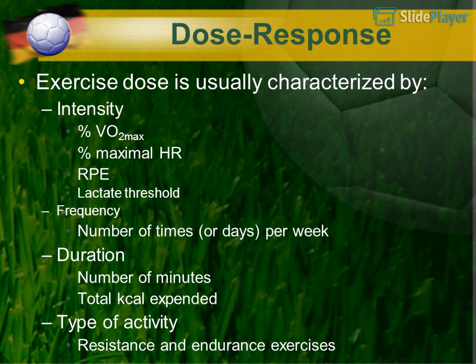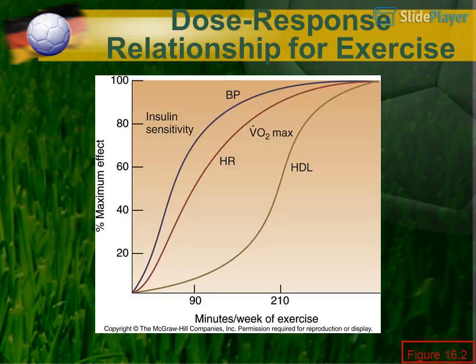Dose-response. Exercise dose is usually characterized by intensity: percent VO2 max, percent maximal HR, RPE, and lactate threshold. Frequency is the number of times, or days, per week. Duration is the number of minutes or total kcal expended. Type of activity: resistance and endurance exercises. Dose-response relationship for exercise, Figure 16.2.